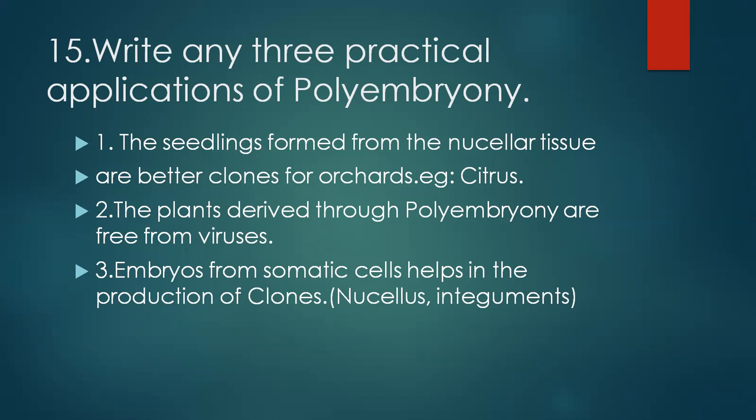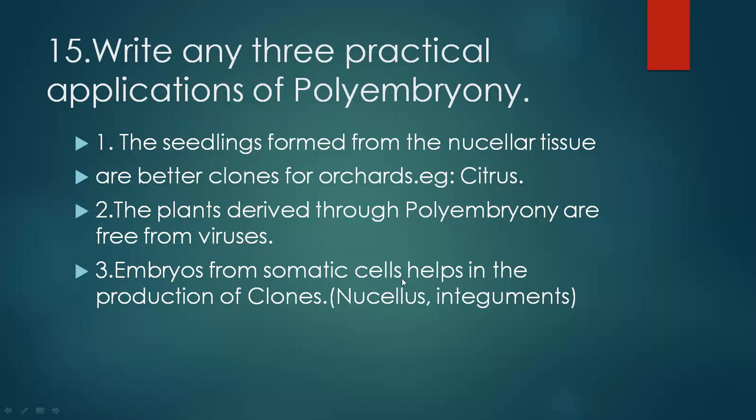The first application, the seedlings formed from the nucellar tissue are better colonizers, for example citrus. You know, nucellus is a nutritive tissue for the developing embryo. Then, second application, the plants derived through polyembryony are free from viruses. So we are in a position to produce the germplasm free of viruses, or the plants free of viruses.